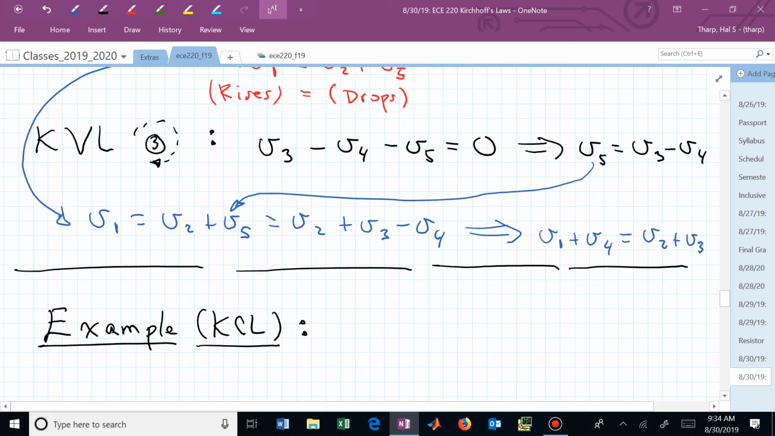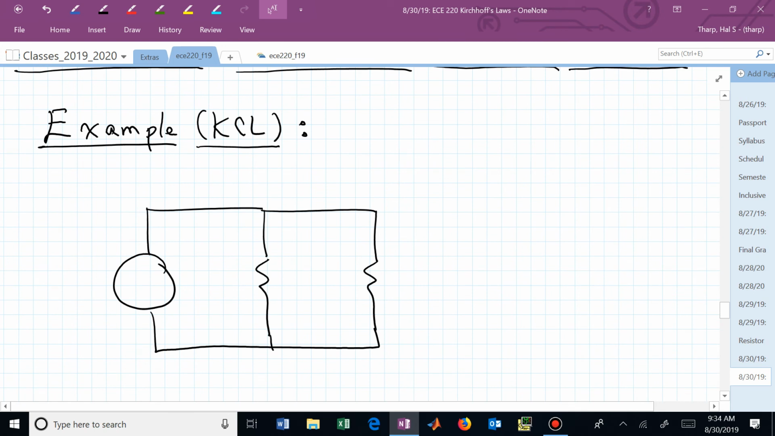All right, let's do some problems. Let's apply KCL. Suppose now we have the following. Suppose I tell you that this is a current source that's 5 amps. This resistor is 1 ohm, and this resistor is 4 ohms.